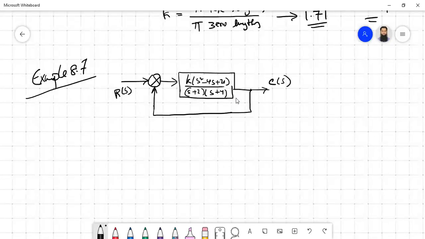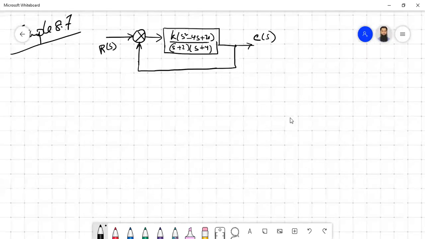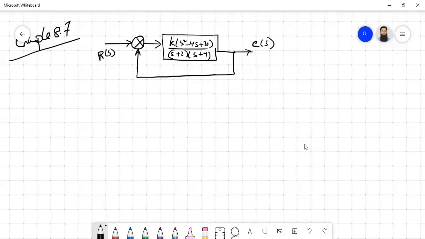So now in this example 8.7, again they have used MATLAB, but we don't want to do that, because in the exam hall, maybe this time, if it is an online exam, you can have MATLAB, but in general, we don't have MATLAB in the exam hall. So the first point that we should figure out is the location of the poles and the zeros. Poles are very easily locatable. The poles that we have are at -2 and -4. Now the zeros we have to figure out.